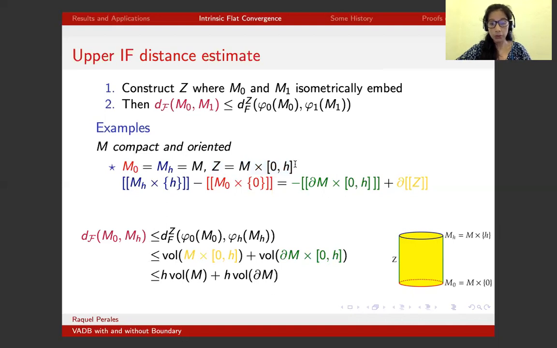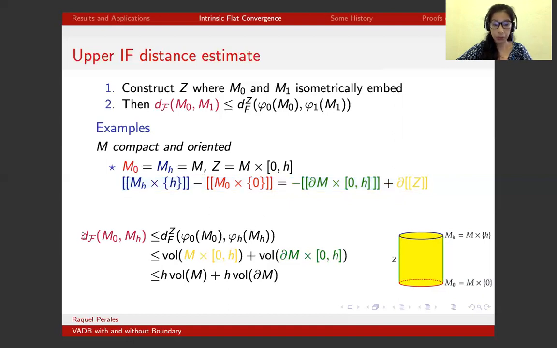So when I do this isometric embedding, I can take C and then calculate its boundary. So when I calculate the boundary of C, what I'm going to get, if you look at this picture, I'm going to get the bottom part, so that's going to be M0, and I'm going to get the top part, MH, and I'm going to get the boundary that is vertical, the boundary of the cylinder that is just vertical. So then I'm satisfying the equation that I told you that we should satisfy in order to calculate flat distance.